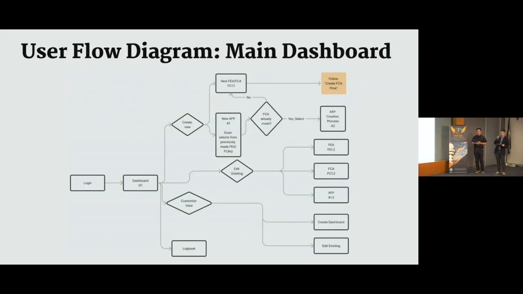We created a user flow diagram as a visual representation to understand how users of the system would use the program. Our flow diagram helped us understand what key points to focus on when designing for the users. We focused on 4 main components for our users, such as the dashboard, the FEA, FCA, and the AFP. The flowchart also helped us empathize with how our users would navigate our design.